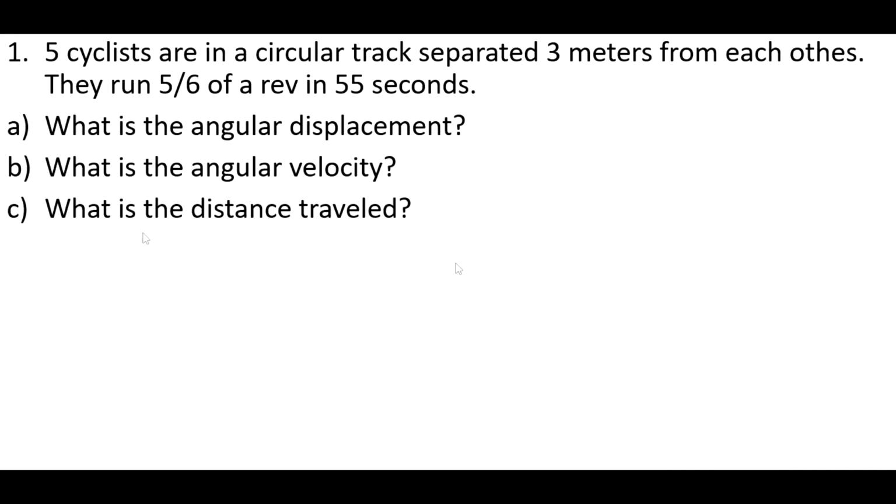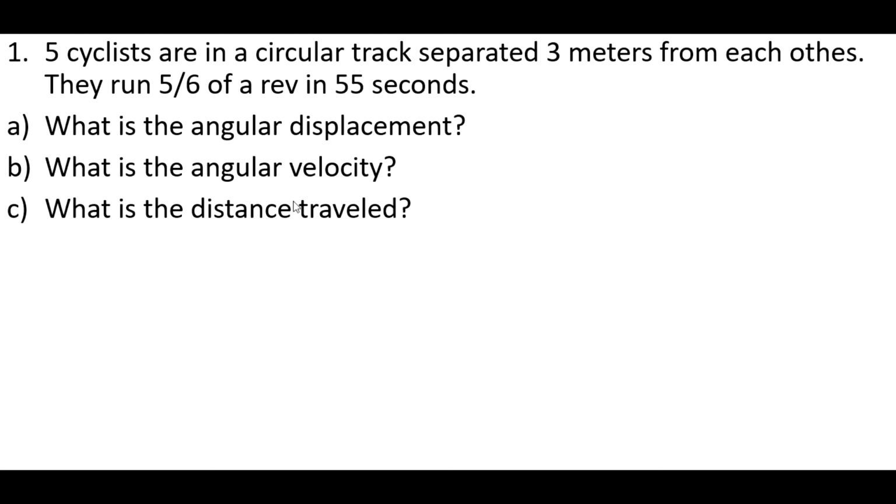Okay, here it is. It says 5 cyclists are in a circular track, separated 3 meters from each other. They run 5/6 of a rep in 55 seconds. So the first question, what is the angular displacement? Letter B, what is the angular velocity? And letter C, what is the distance traveled?